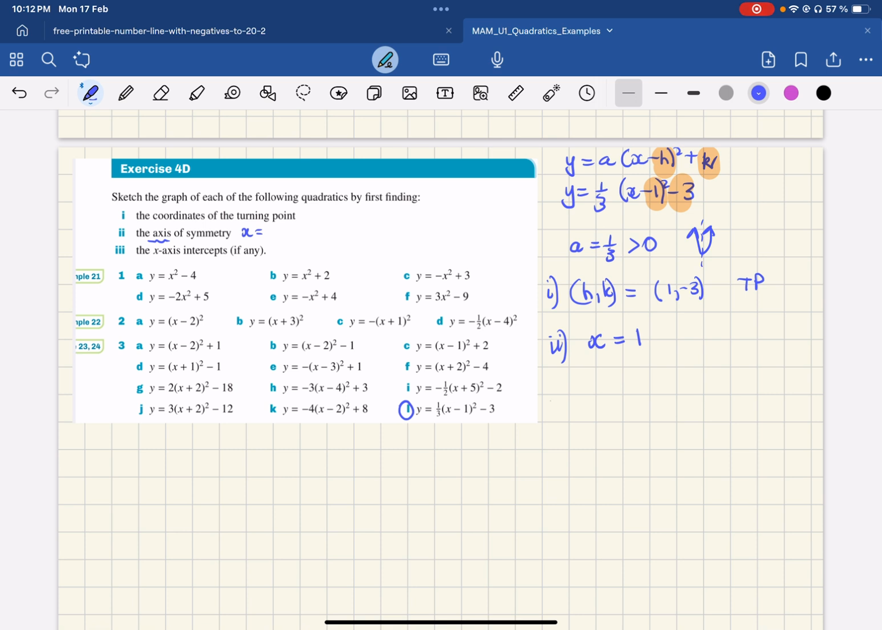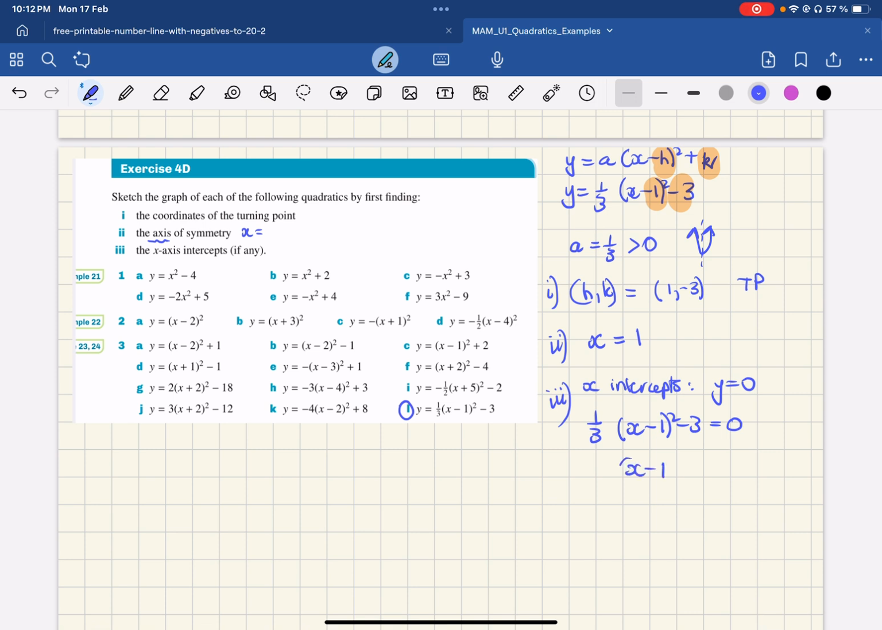Now the x-axis intercepts. If I have a look at the nature of the graph, given its shape, and what I can see from this is that it's been moved down 3, it should have some x-intercepts. So let's solve that. For the x-intercepts, I substitute y as 0. So I've got 1/3 (x − 1)² − 3 must equal 0.